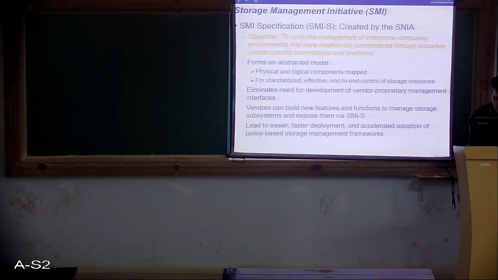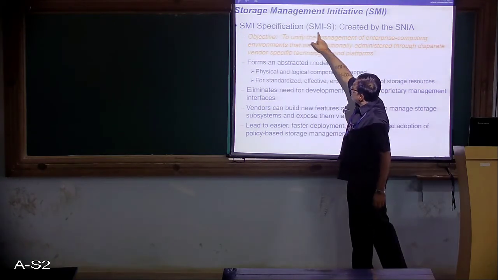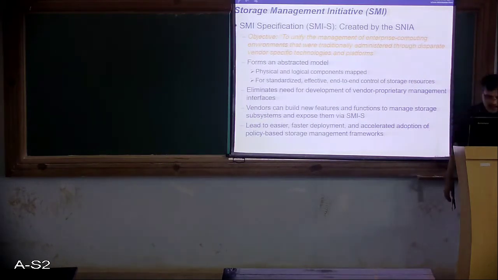So this SNIA has developed a specification called the Storage Management Initiative Specification, SMI-S. Okay, so it has been created by this SNIA. This specification is based on the Web-Based Enterprise Management technology, commonly known as WBEM, and the Distributed Management Task Force, that is DMTF, Common Information Model. The initiative was formally created to enable broad interoperability and management among heterogeneous storage and SAN components.